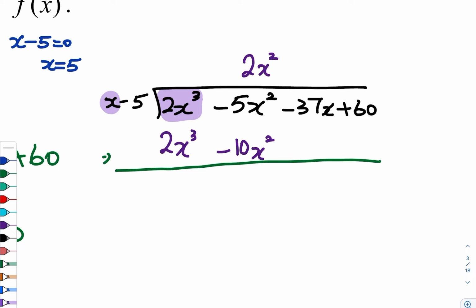Please, please, please click calculator. -5 minus -10, you get the answer as a positive number, okay? And all the other things just copy down. This one, -5 minus -10, you get positive 5x squared. Copy down, copy down. Now this is your new dividend. Let's assume this is your new dividend.